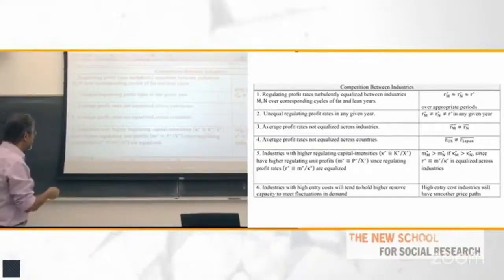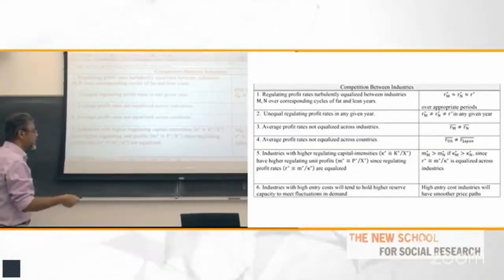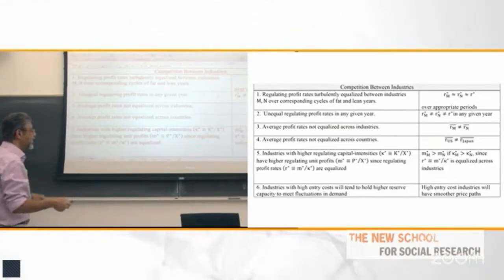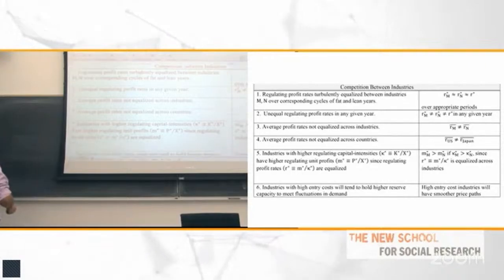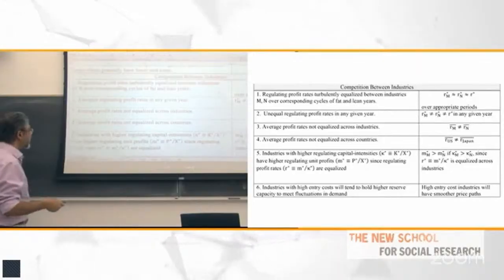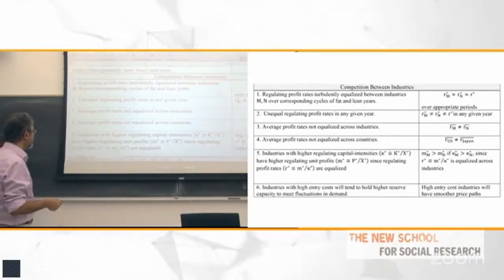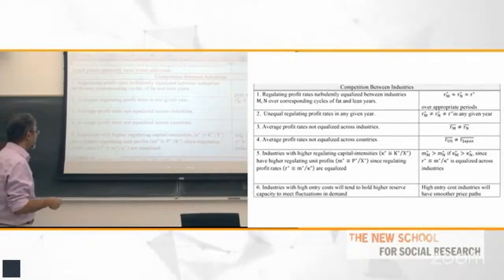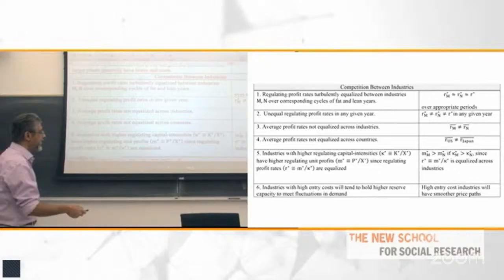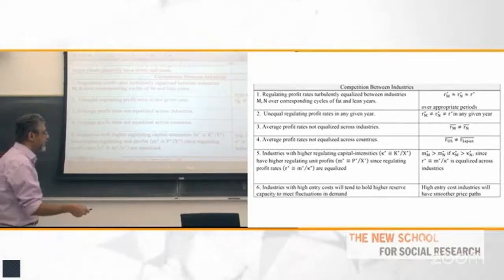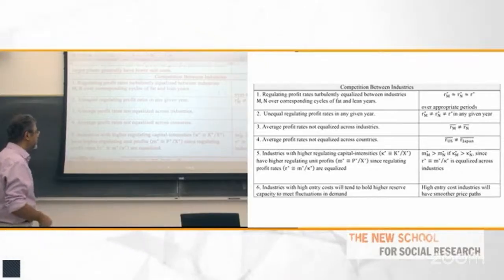And we already said profit rates are not equalized across countries because their regulating capitals are not the same thing as the countries. Next, industries with higher capital intensity will have higher regulating profit rates. That's this whole point here. If profit rates are equal, and the capital intensities are higher, then profit margins are going to be higher.